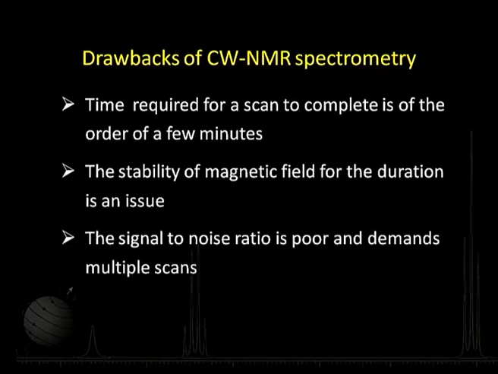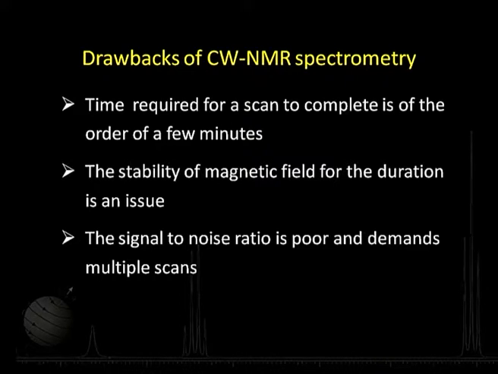The third one is the signal to noise ratio. Whenever you have a spectrum, there is some noise and there is a signal. Typically, NMR signals are very weak. That means the signal to noise ratio is very low. You can't distinguish between signal and noise, because they are very similar in size.